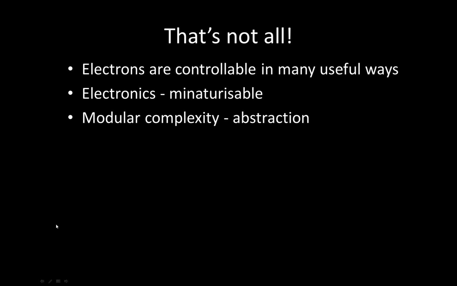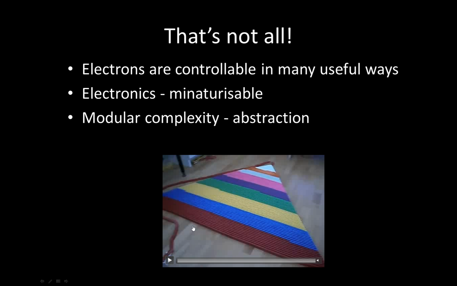A lot of the power of electrons comes from the fact that they're really controllable in many useful ways. Also, the things that control them, that we refer to as electronics, are very miniaturizable, and so that means that we can pack a huge amount of complexity into a very small space. And so there's this concept I want to talk a bit about, which is modular complexity or abstraction. It's a really useful recurring theme that you'll probably see a lot in engineering science, but it's especially applicable to electronics. So I've got a little video here of these things.